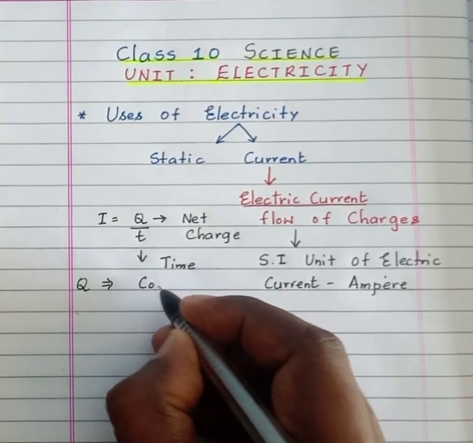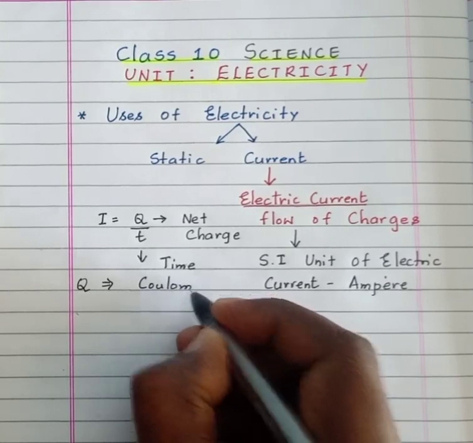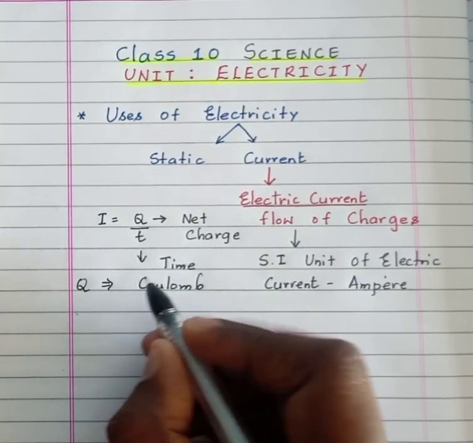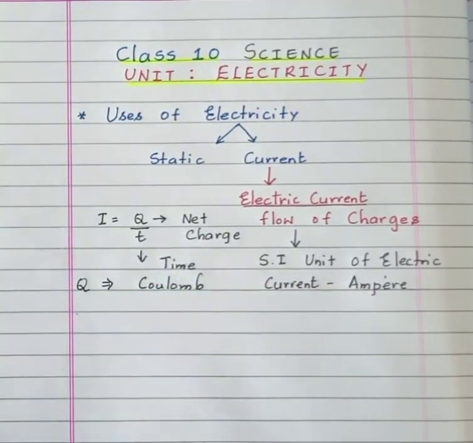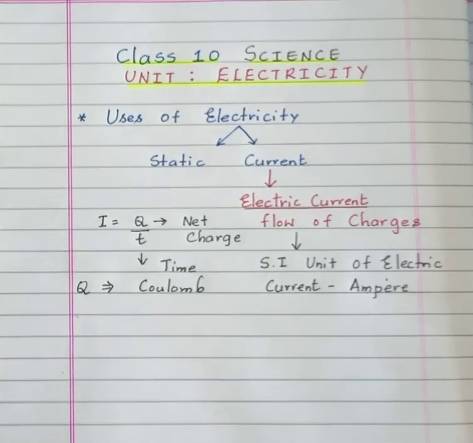Then SI unit of Q is what? Coulomb. SI unit of net charge, that is Q, is Coulomb.